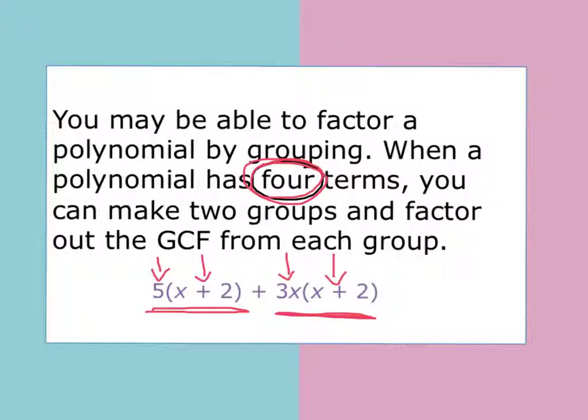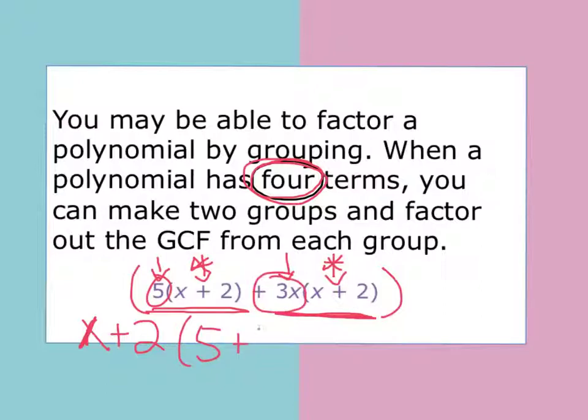So what I'm going to do is look at the big picture, and I'm going to take out what they have in common, and that's the x plus 2. I'll put a star on those so you know that they have those in common. So I'll take those out, and now I have an x plus 2. And then what's left is just 5, and I'll circle it, a 5 and a plus 3x. I found what's in common from the 2 terms and factored it out. This is the same idea that we need to use to factor a polynomial by grouping.